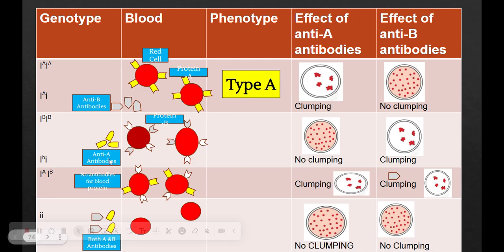Then you have I^B I^B, that's homozygous, and I^B i, that's heterozygous, and there would be anti-A antibodies in your plasma. You'd have protein B on the surface of your red blood cell membranes, and your phenotype would be type B, and you'd have clumping if you were exposed to anti-B antibodies.